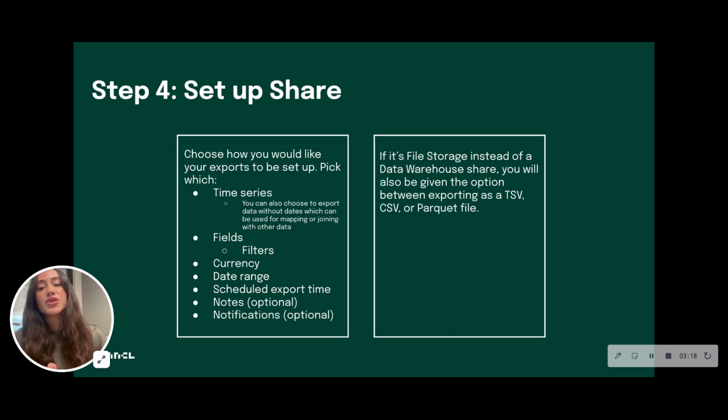You can also choose the currency, the date range, and scheduled export time, and then the optional options are notes and notifications. If you have a lot of people working within the same workspace and you have a lot of shares set up, we do recommend including a little blurb in the notes section just to let your team know what the purpose of this specific share is. We would also recommend setting up the notifications for those shares just in case there are ever any delayed exports or any errors that occur. You'll get notified as soon as it happens.